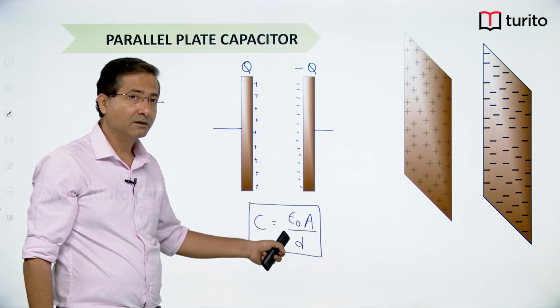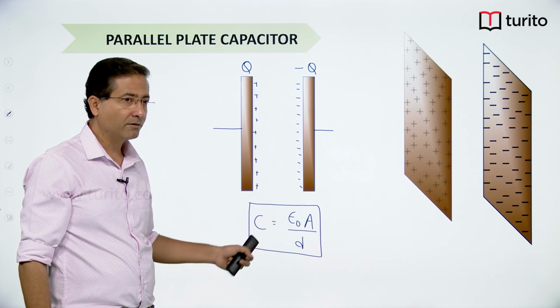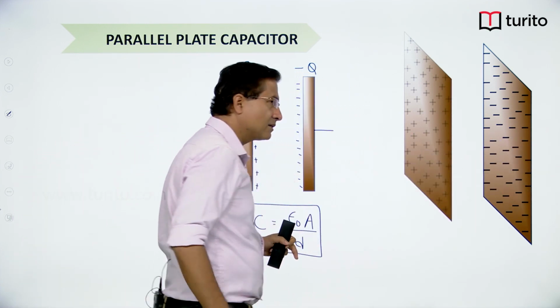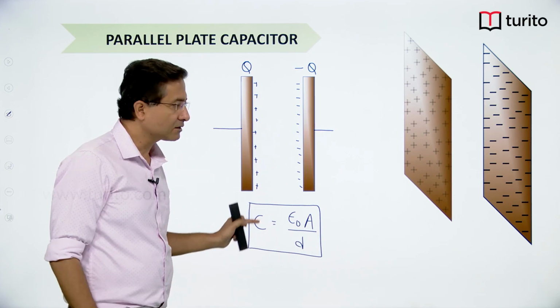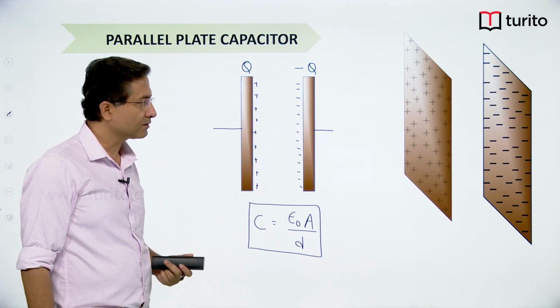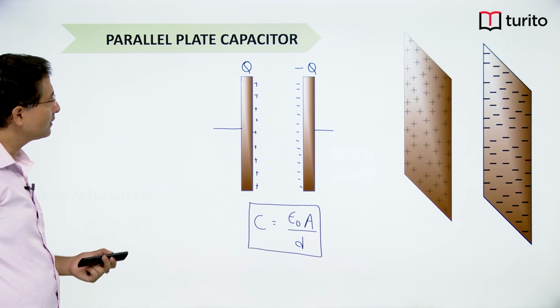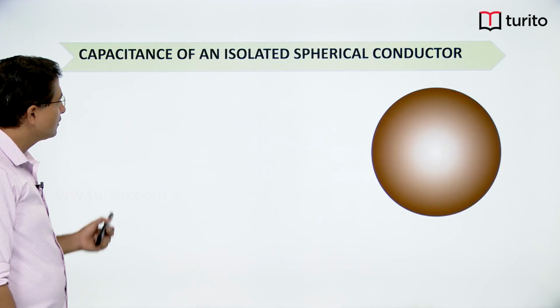Larger the separation, smaller will be the capacitance. If you increase the separation, capacitance will decrease. If you decrease the separation, capacitance will increase, right. So, parallel plate is over. Let us see another one.